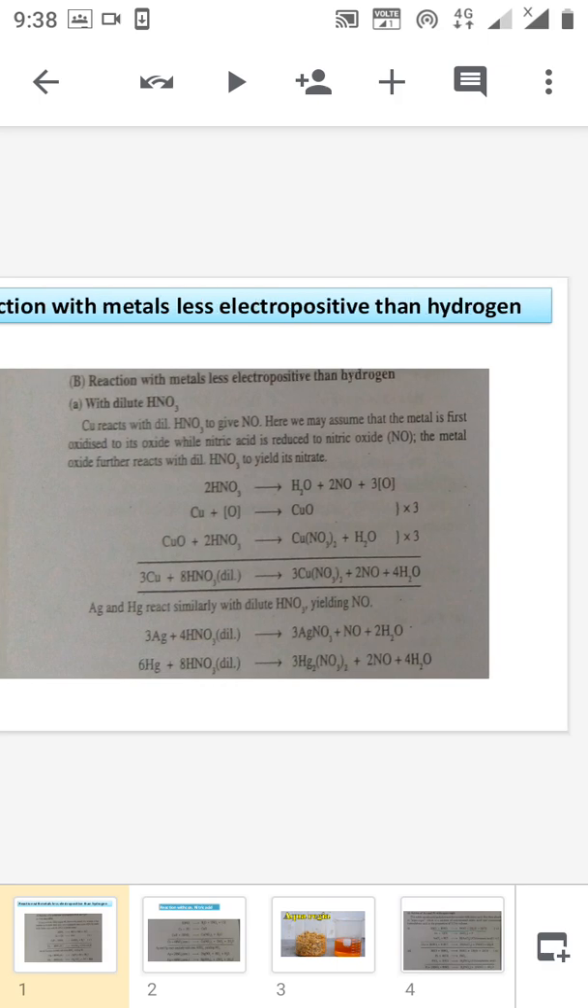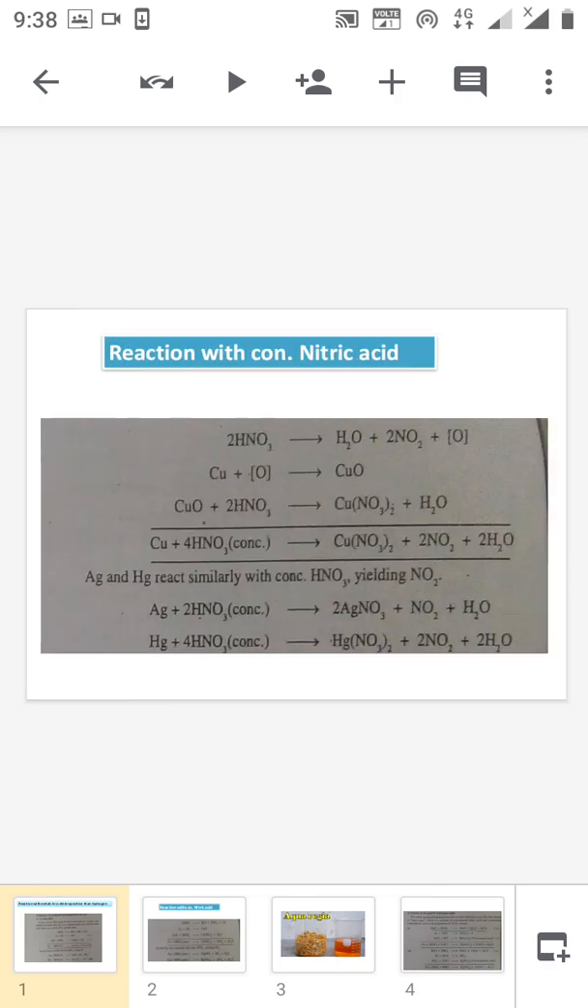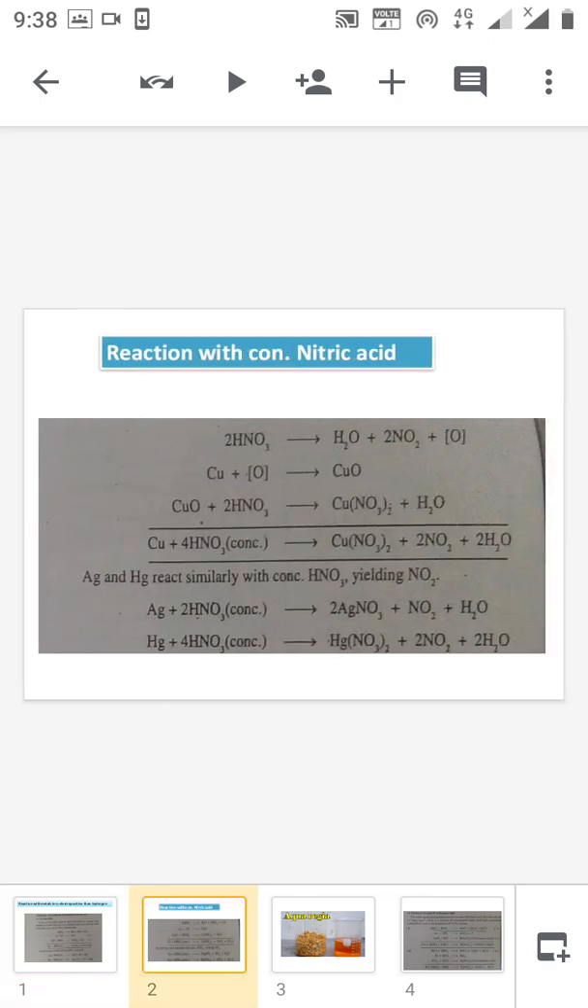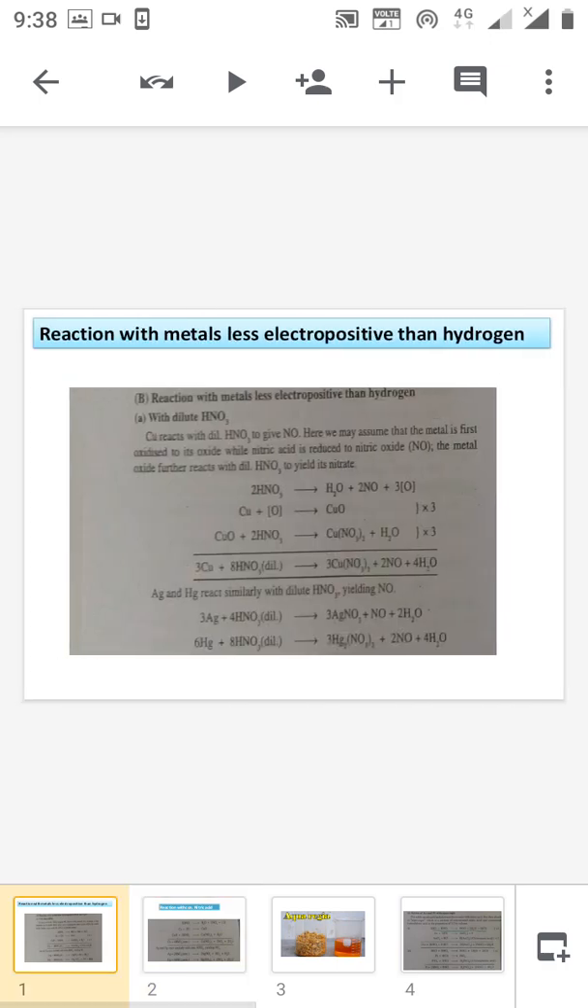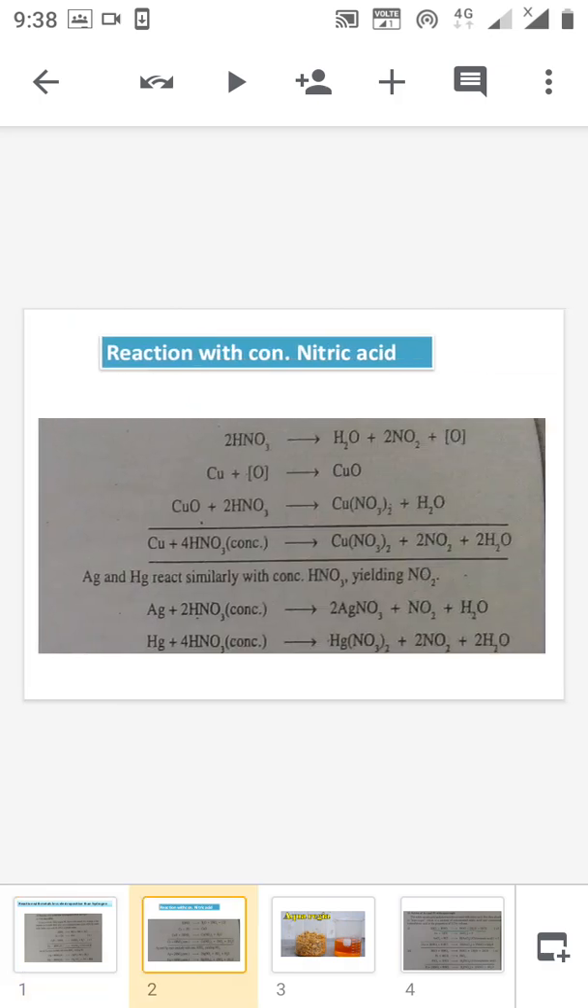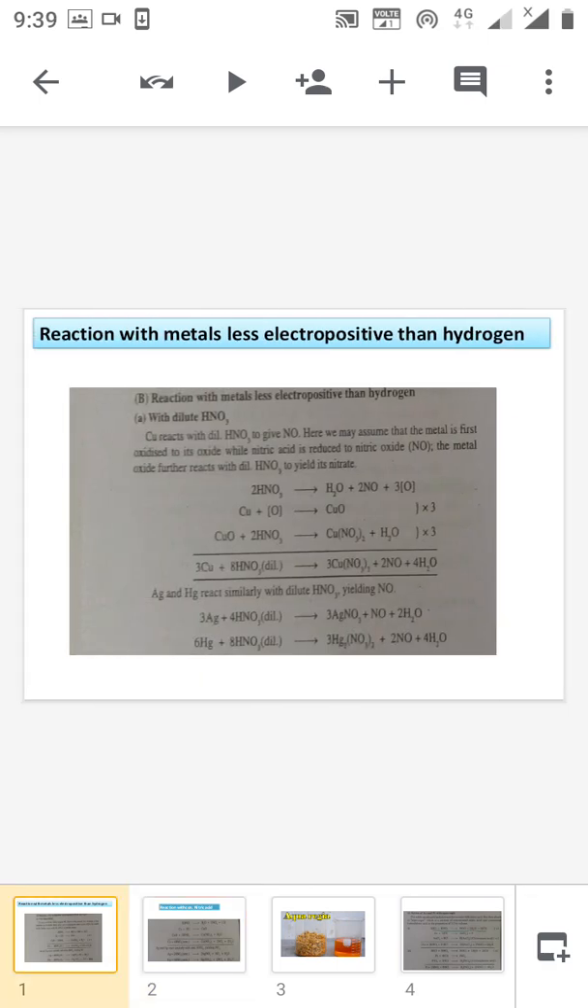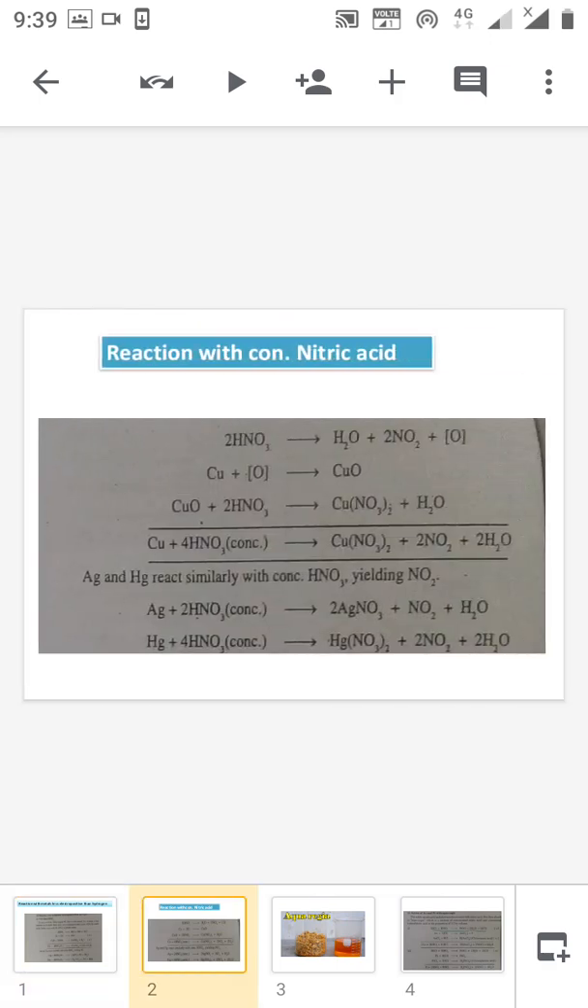As in the case of copper, silver and mercury react to form the corresponding nitrate. Now we are moving into the next reaction, with concentrated nitric acid. Earlier we discussed the reaction of copper with dilute nitric acid. But if we take concentrated nitric acid, the product is the same, copper nitrate, and the only difference is in the first equation: 2 HNO3 dissociates to form H2O and NO2 plus nascent oxygen, whereas with dilute nitric acid we get NO, nitrogen monoxide.